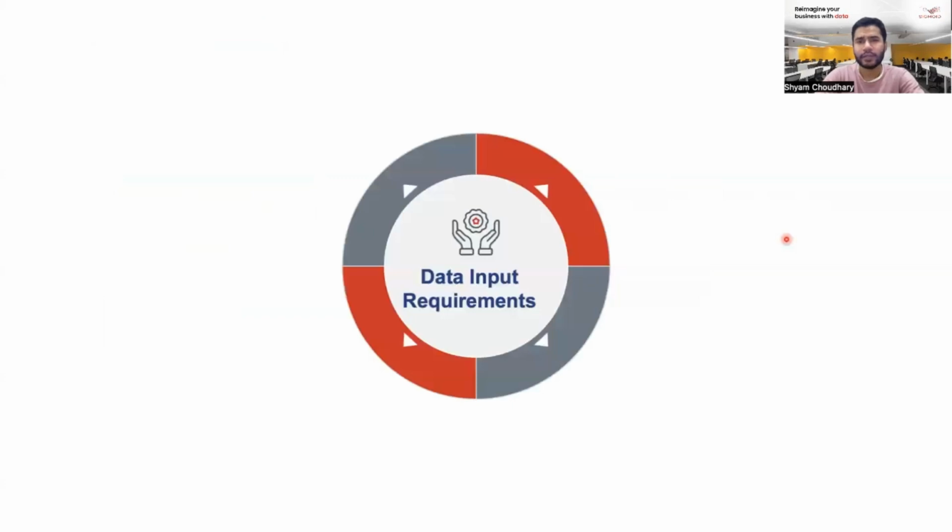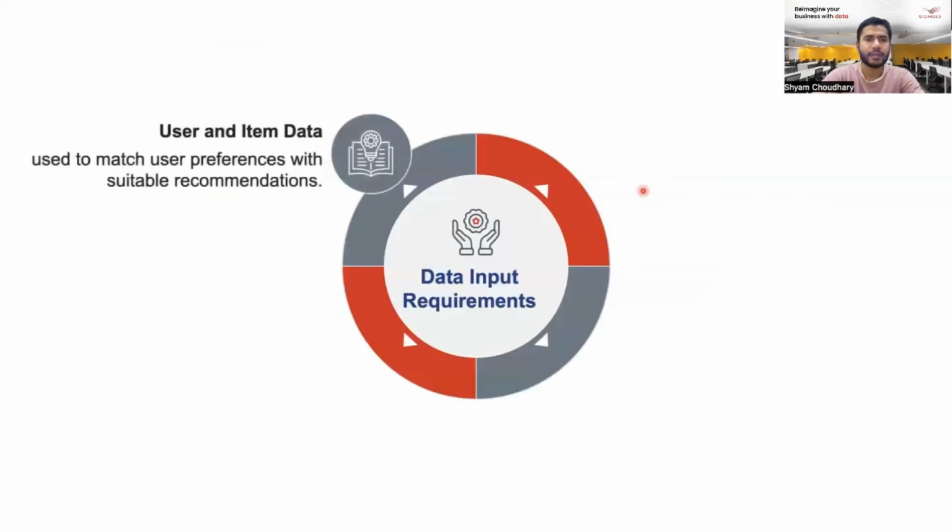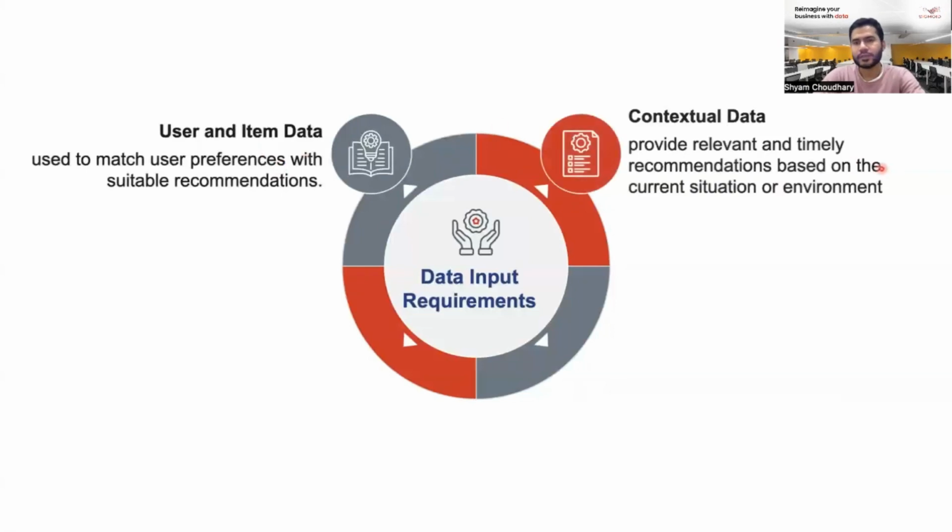To build effective recommendations, we have certain data input requirements. First, we have user and item data, which includes user details like the likes and dislikes of the user and their personal information. Item data can be anything from categories, subcategories, price, colors, manufacturer, etc. Then we have contextual data. It includes relevant information from the current situation or environment, for example, seasonality, locality, etc.